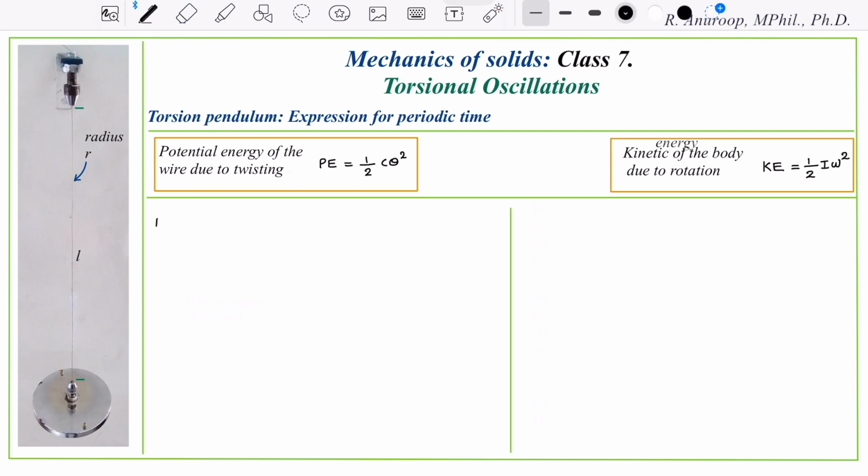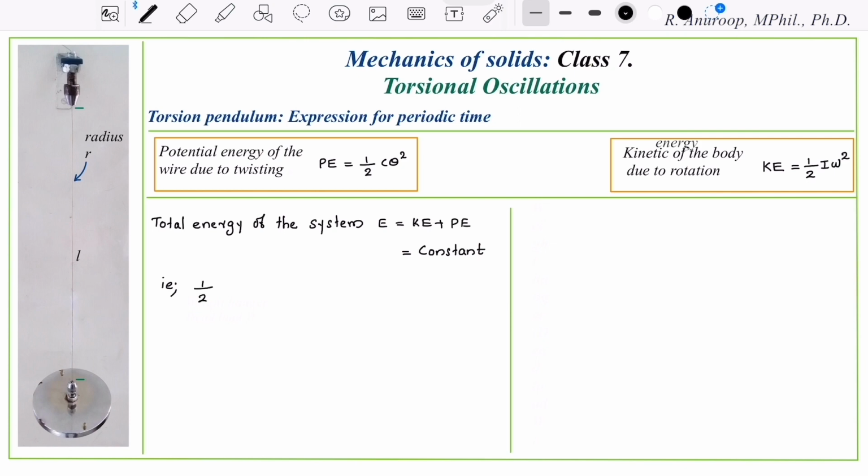Now let us find out the total energy of the system, which is the sum of the potential energy of the wire due to twisting plus the kinetic energy of the body due to rotation. That is, the total energy of the system is kinetic energy plus potential energy. Since the energy is conserved, the total energy of the system is constant.